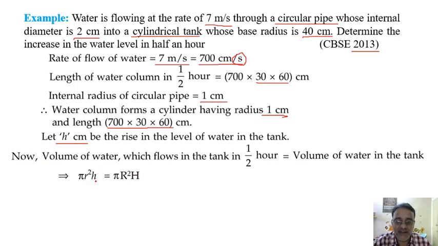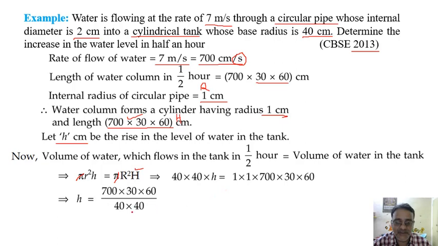So pi r square h is equal to pi capital R square capital H. So this is the length of this one, capital H. This one is capital H, and capital R I took 1 centimeter, and small r is 40 centimeter. So 40 into 40, because we can cancel pi from both sides, 40 into 40 into H is equal to 1 into 1 into 700 into 30 into 60. So H will be equal to 700 into 30 into 60 divided by 40 into 40. So these two zeros we can cancel.